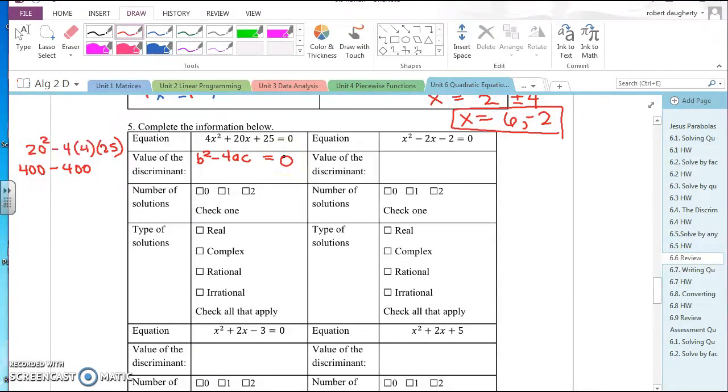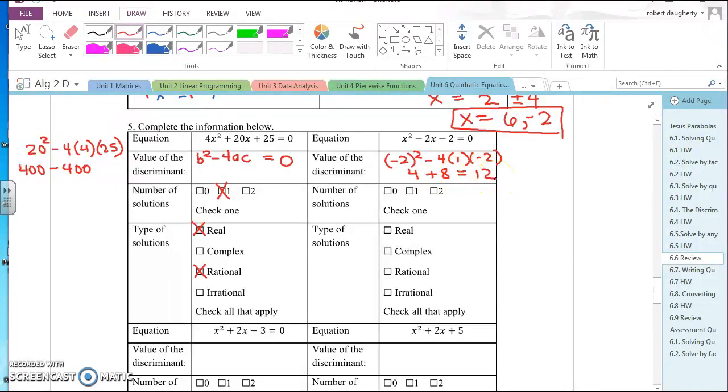So when the discriminant is 0, I will get one solution. That solution will be real and it will be rational. Okay, let's look at the next one. b squared minus 4ac, that's negative 2 squared minus 4 times 1 times negative 2. So that's 4 plus 8, which is 12.